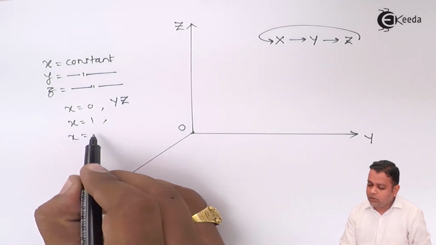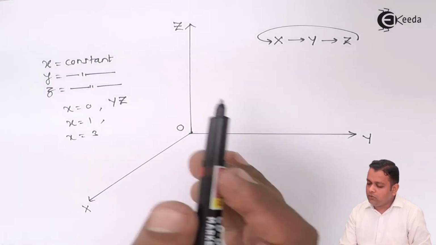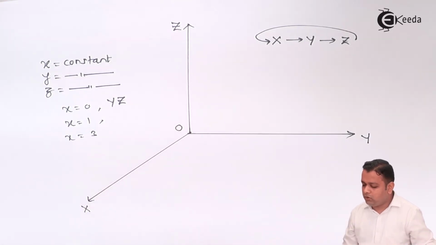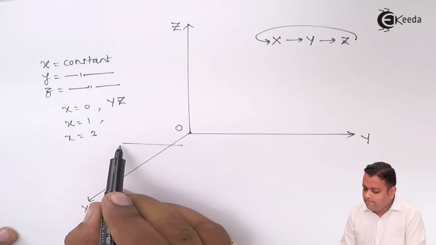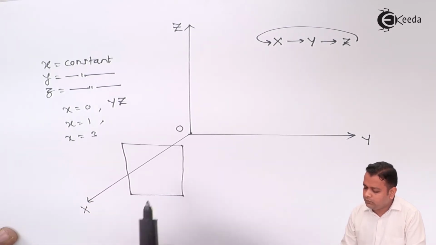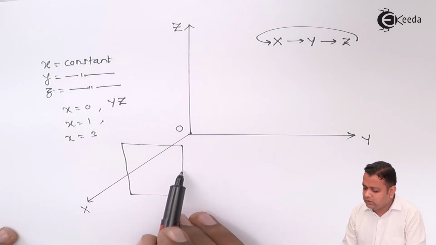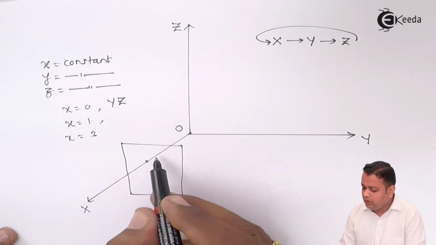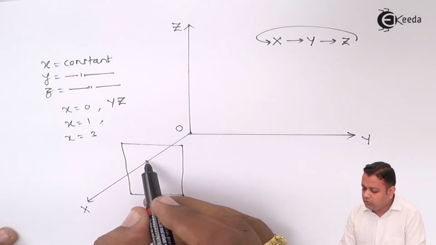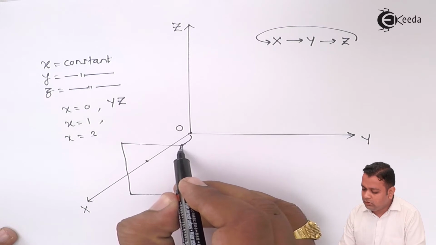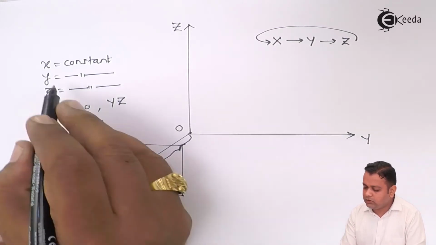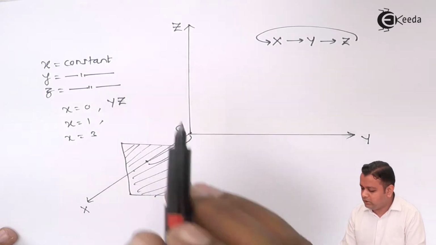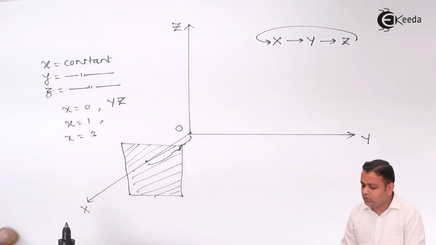If x is equal to 3, that plane will be above the yz plane, parallel to the yz plane, at a distance of 3 units. So it can be drawn like this. Suppose this is a plane infinite in this direction, this direction, this direction and this direction, and it intersects the x-axis here. So from the origin to this point is the distance x. So x is equal to constant. This is the plane which is parallel to the yz plane, at a distance constant.